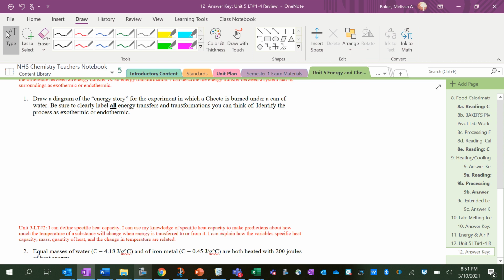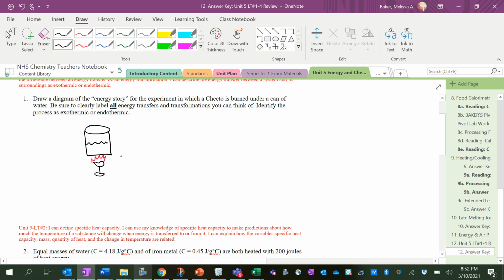So question 1 says, draw a diagram of the energy story for the experiment in which a Cheeto is burned under a can of water. Be sure to clearly label all energy transfers and transformations you can think of. Identify the process as exothermic or endothermic. So let's draw our metal can of water, and let's draw our little food stand with our burning Cheeto.